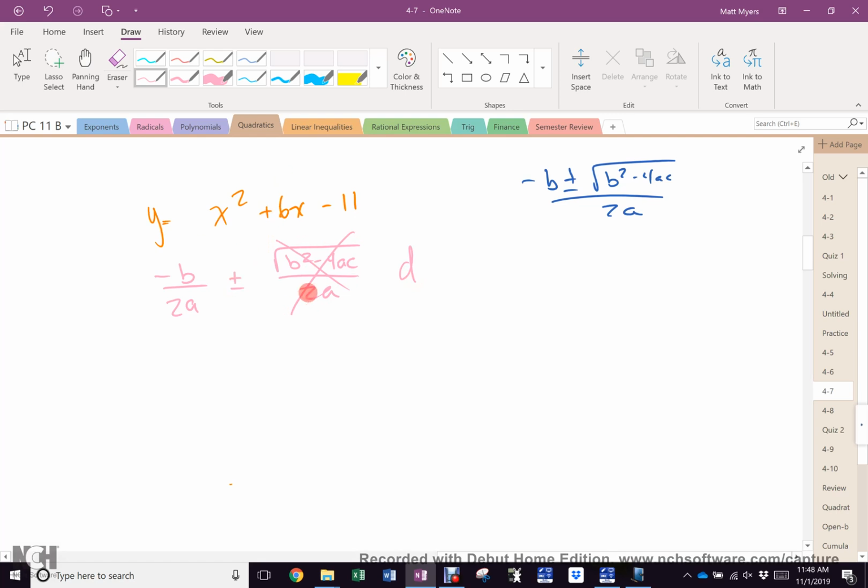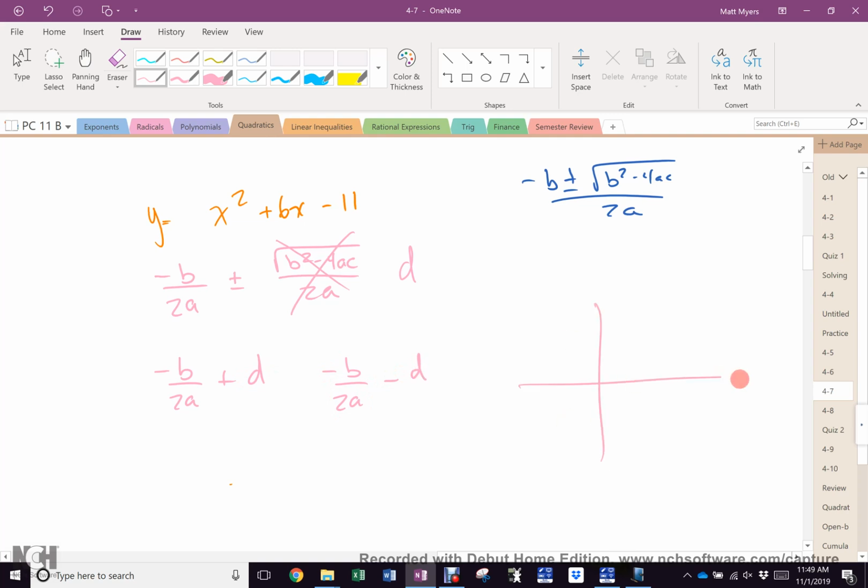So I'm going to call it D. Is everyone okay with that? So now I have -b over 2a plus d, right? Or -b over 2a minus d, right? Those are my two options for roots, yeah?